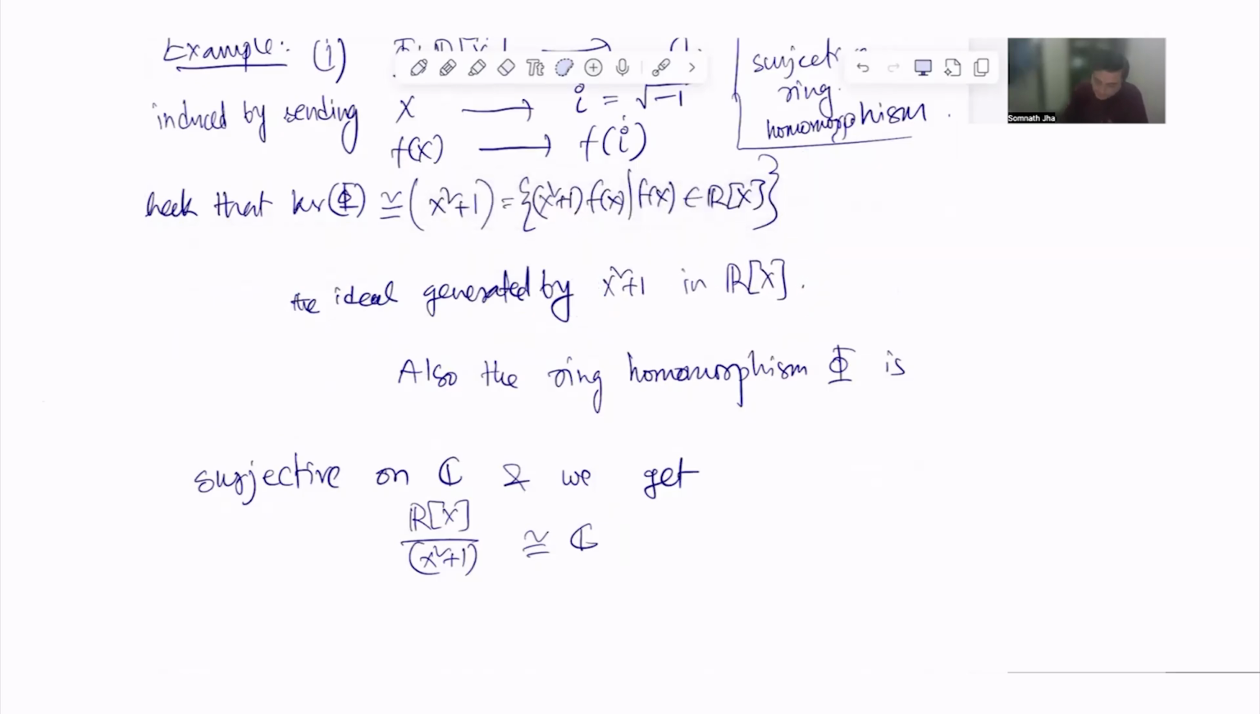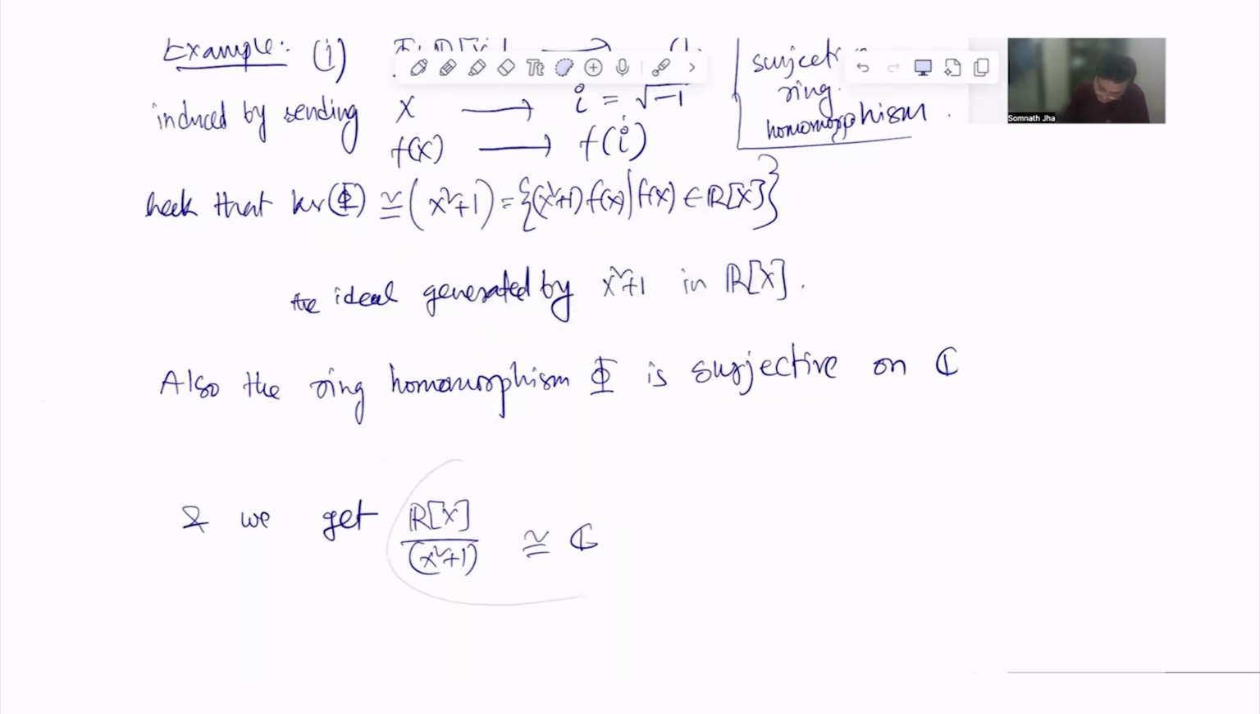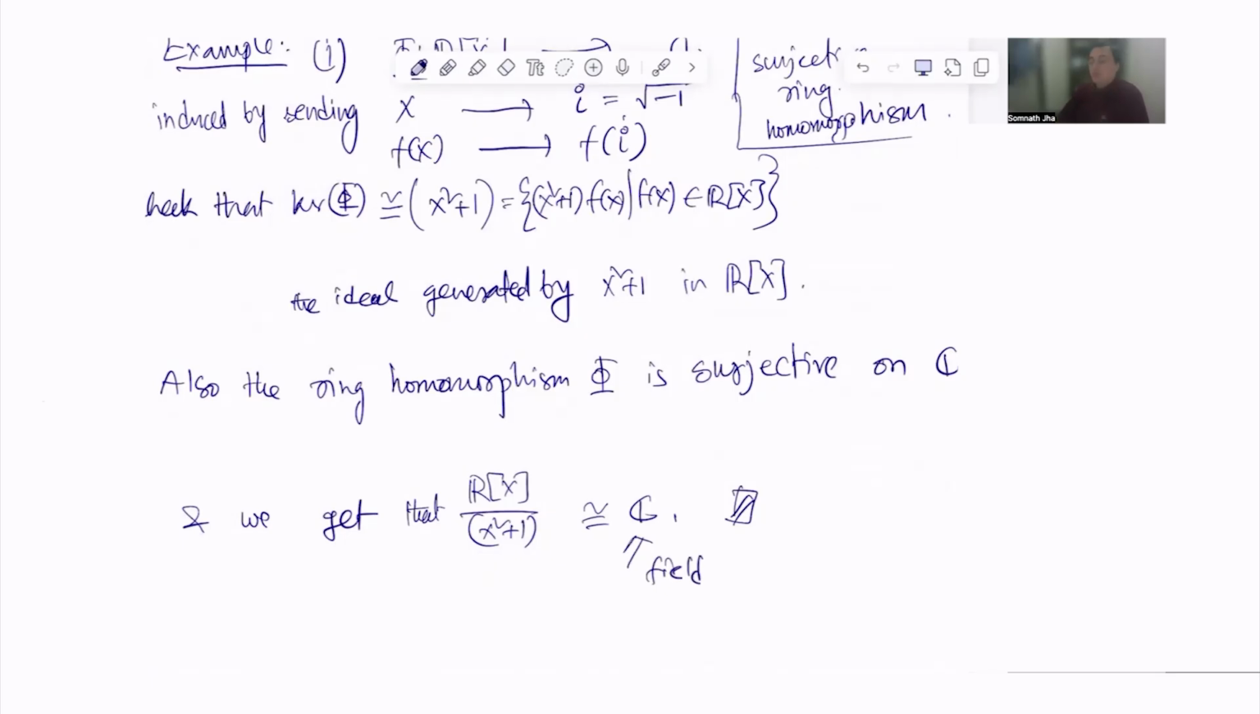As I said, this ring homomorphism is also surjective, and we get that R[x] modulo (x squared plus 1) is isomorphic to C. R[x] is a ring, and if you divide by the ideal generated by this, which is the kernel, there is a natural map, so this quotient is isomorphic to this field. So this is an ideal such that the quotient becomes a field, and I gave you the map and showed that it happens naturally.